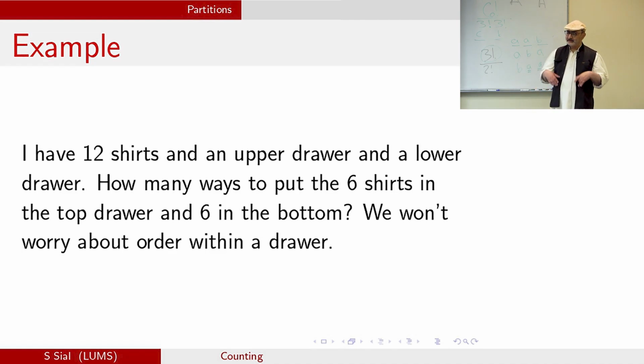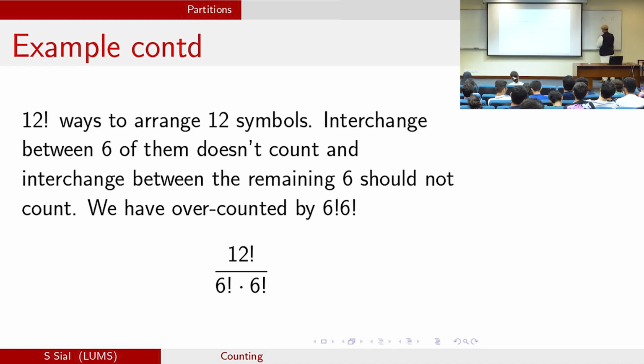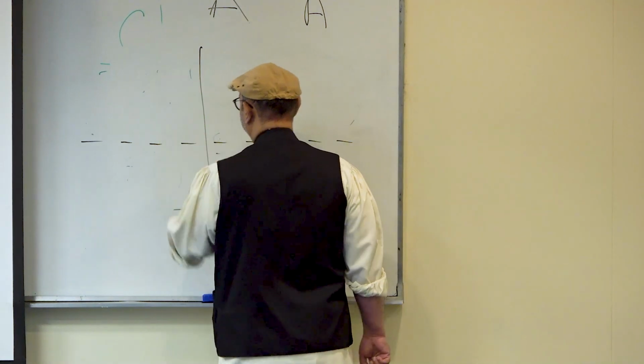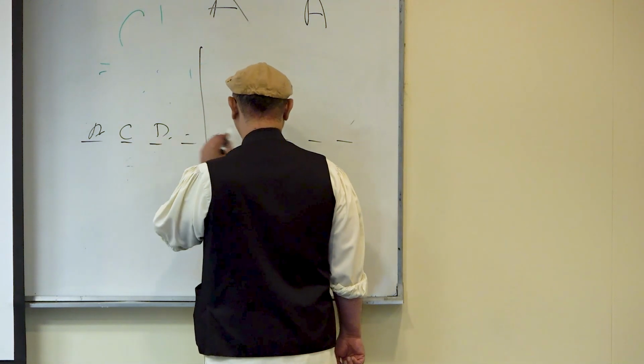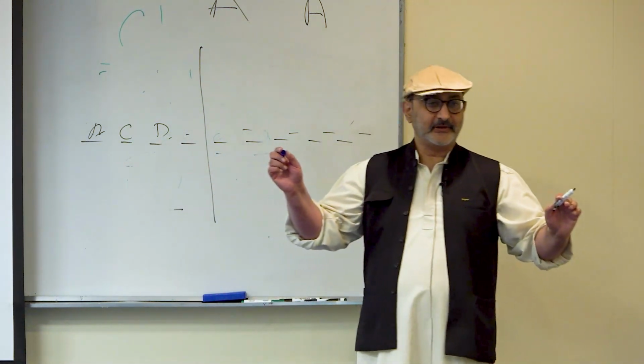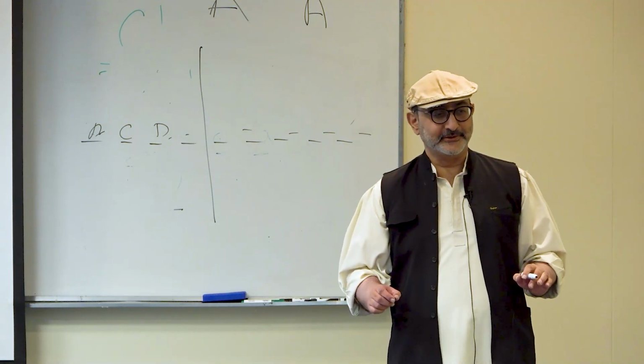I have 12 shirts. They have to go in an upper drawer and a lower drawer. I'm going to put 6 in the top and 6 in the bottom. I don't worry about order in the drawer. I just worry about whether the shirt is in the top drawer or the bottom drawer. But within a drawer, I don't care about the order. So how many arrangements are there? I have 12 shirts, right? So I can write shirt A, shirt C, shirt D, and so on.